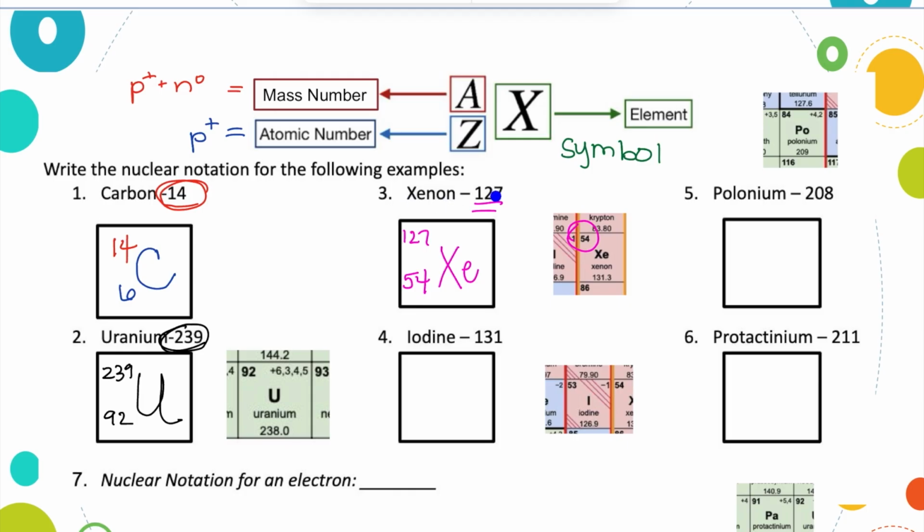So we could write xenon-127. I could also write it like that, and I would know it's xenon-127. Iodine, we've got iodine-131, so that iodine goes there, 131, and iodine is number 53.